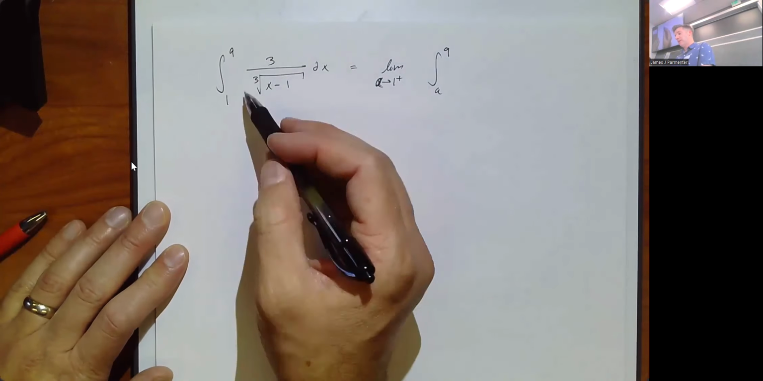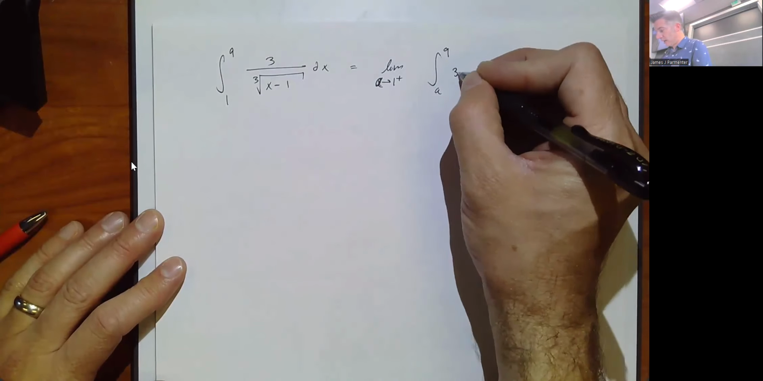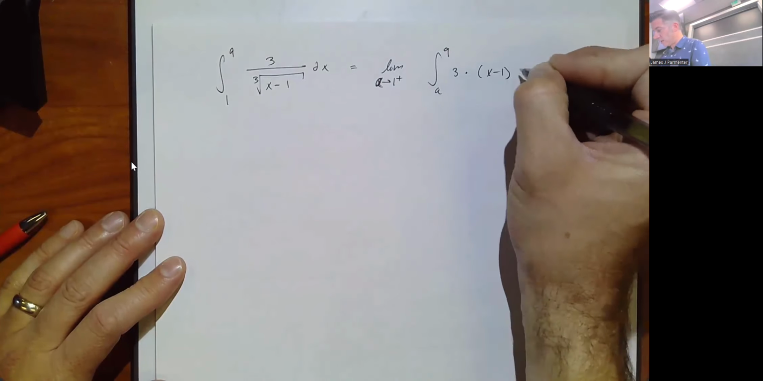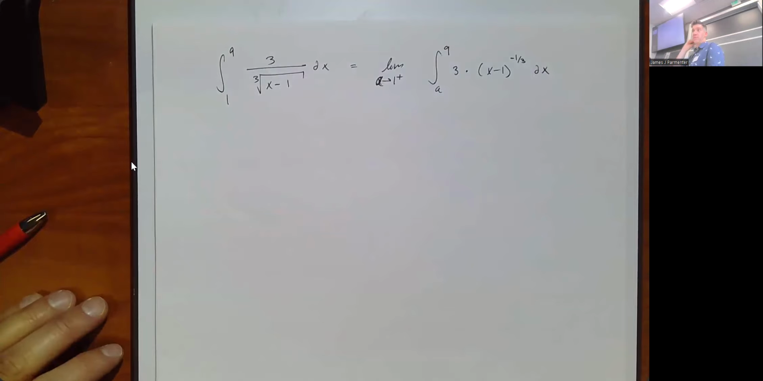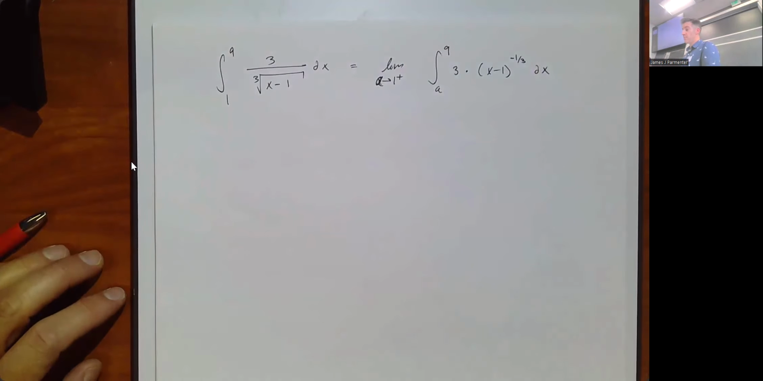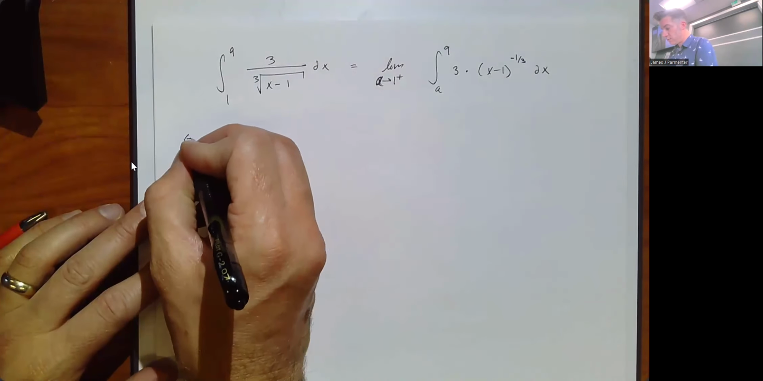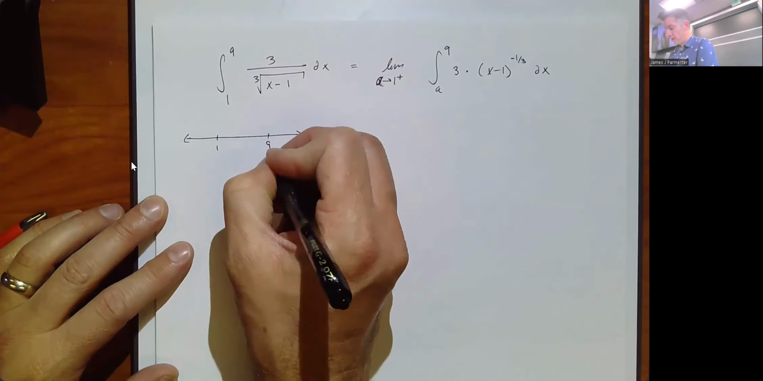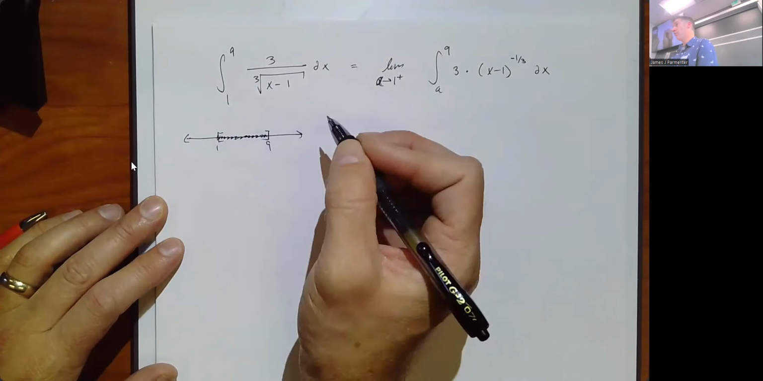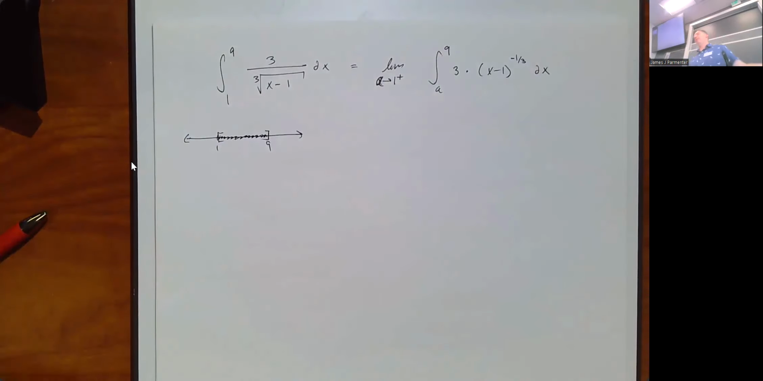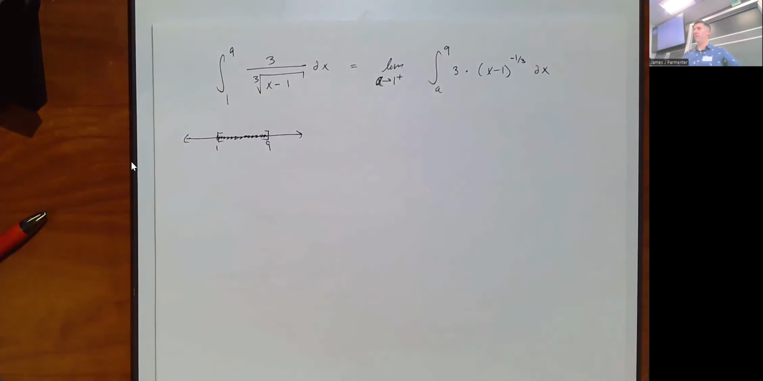And I would encourage you to rewrite this. Instead of writing it as 3 over the cube root of x minus 1, I would write it as 3 times x minus 1 to the negative 1/3 power. I'll probably even bring the 3 out in front, to be perfectly frank. Yes, because our interval of integration is from 1 to 9. So we're integrating over this interval. And if we're between 1 and 9, which side of 1 are we on? The right side. It's easy if you draw a picture. You're like, oh yeah, of course, I'm on the right side of 1.